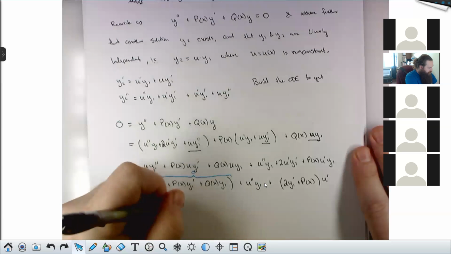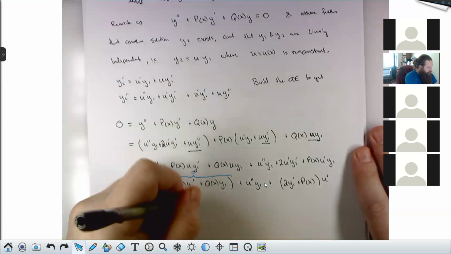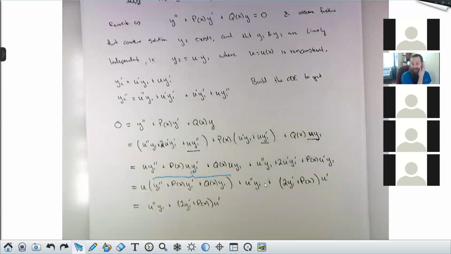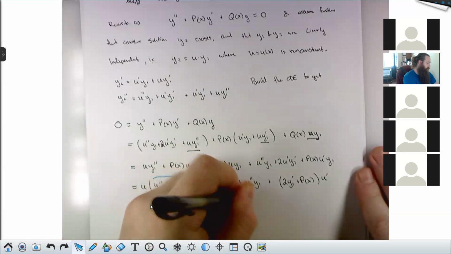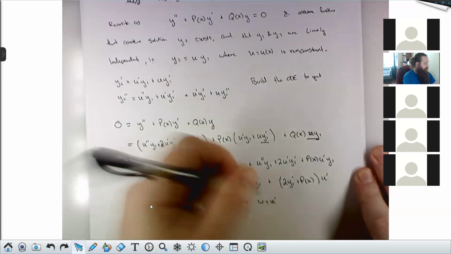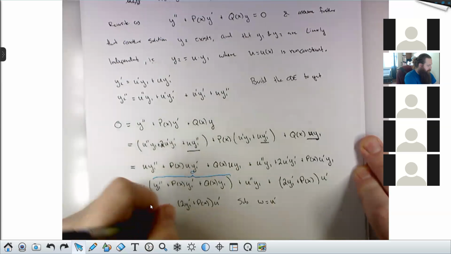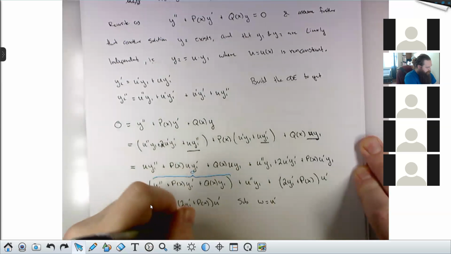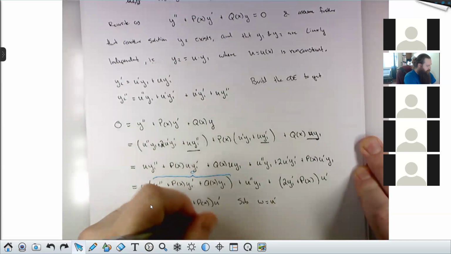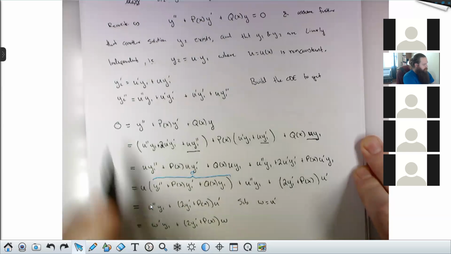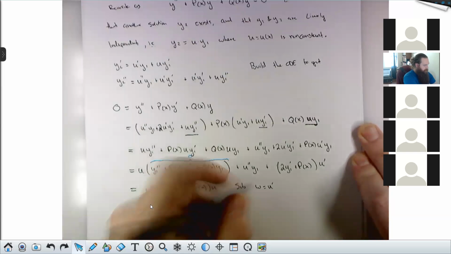plus 2y1 prime plus p of x times u prime. And now this is like the equation we had after our algebra steps in the previous one, where I can now substitute w equals u prime to turn this into w prime y1 plus 2y1 prime plus p of x times w. And so that equal to 0 is a first order linear equation.